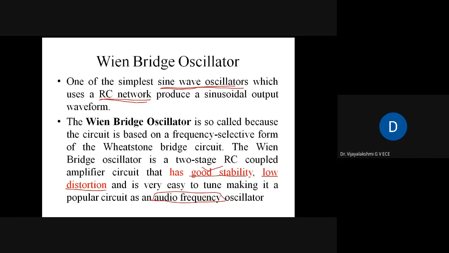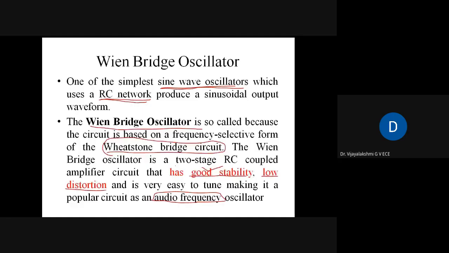Now, why is it called the Wien-Bridge oscillator? Because it is based on the Wheatstone bridge, a frequency selective form of the Wheatstone bridge. And this Wien-Bridge oscillator has two stages of RC elements. Like in the RC phase shift oscillator, you had three stages of RC elements, right? Similarly, here in the Wien-Bridge oscillator, you have two stages of RC elements.